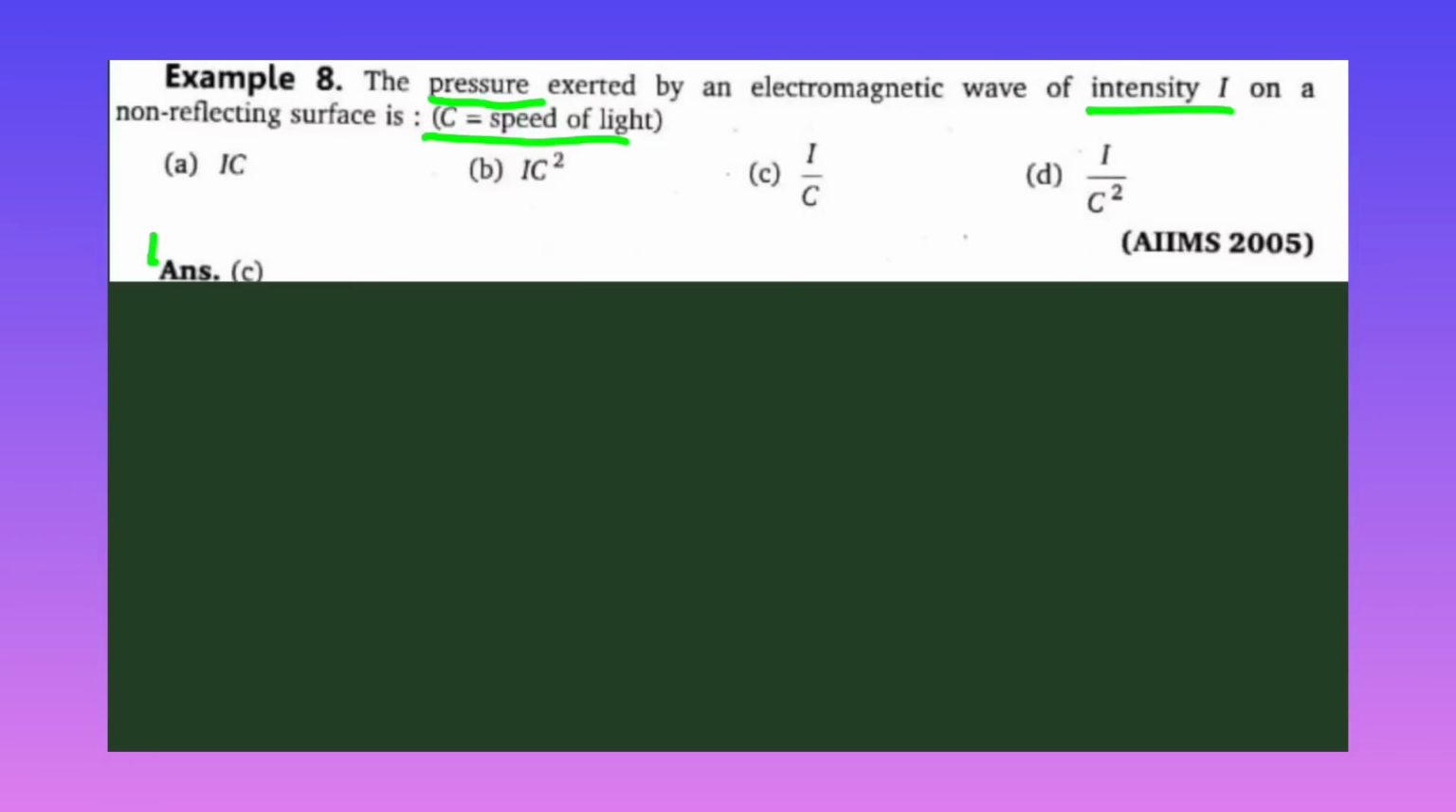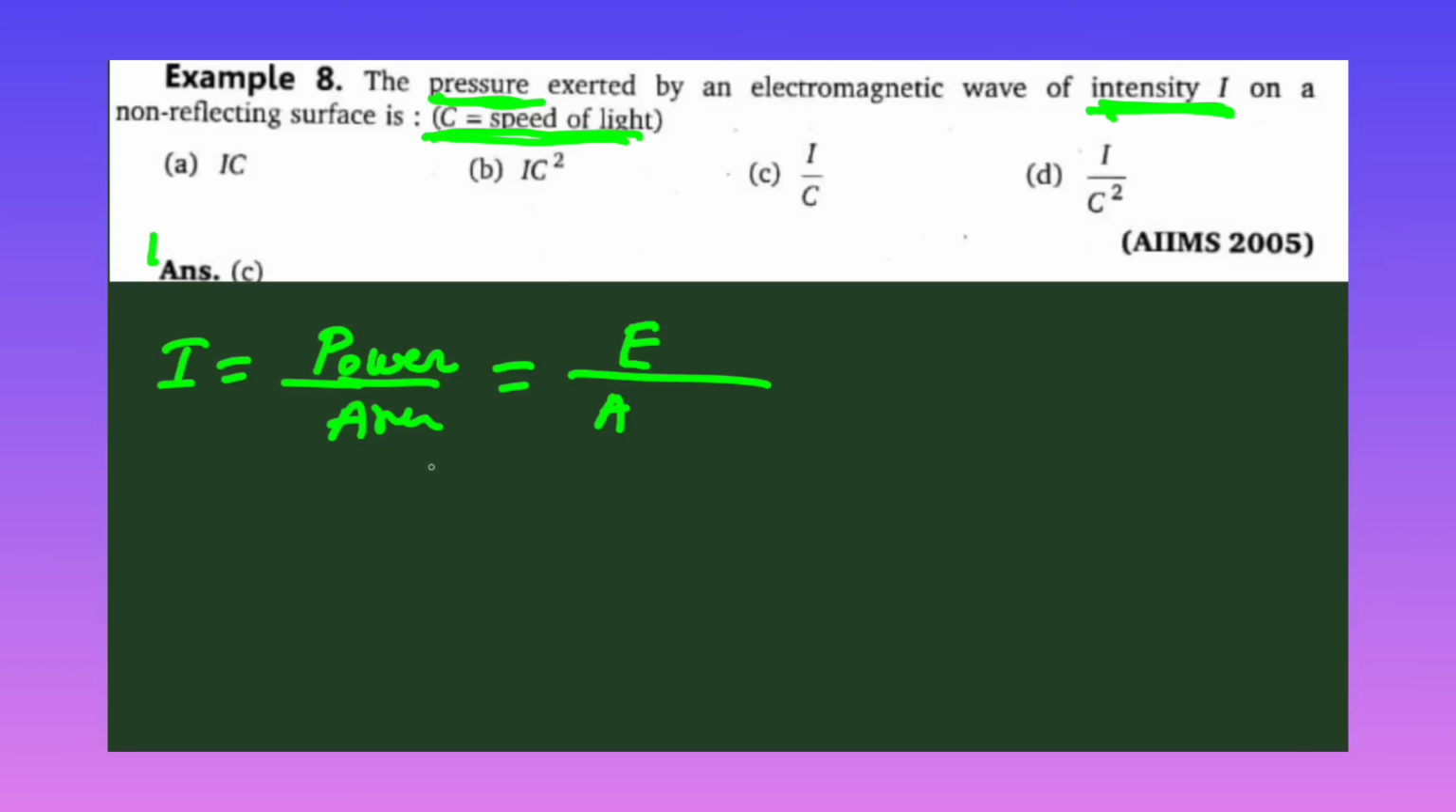My dear students, how do you find the dimensions of pressure in terms of intensity as well as speed of light? You all know that intensity is equal to power passing per unit area. So you know power is nothing but energy by time. Already area is there in the denominator. I will write power as energy by time, and you also know energy is nothing but force into displacement.